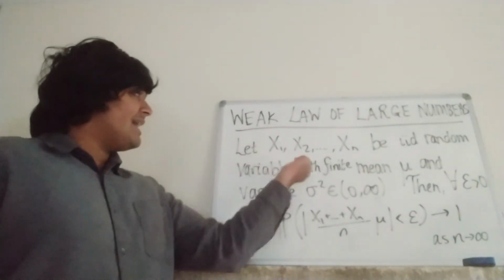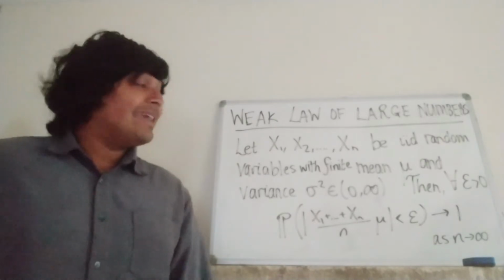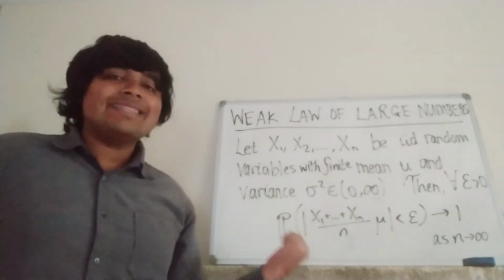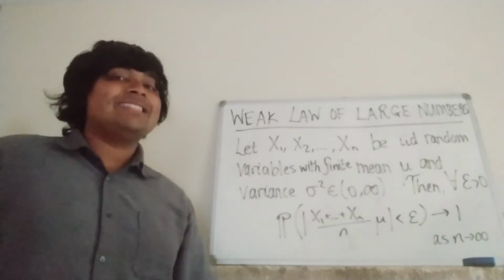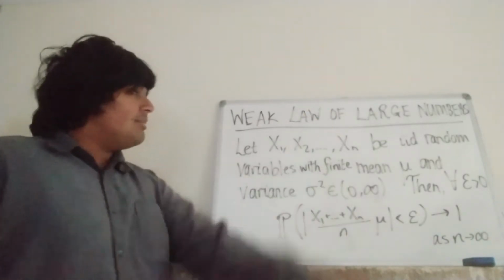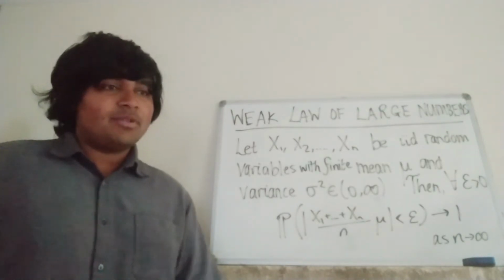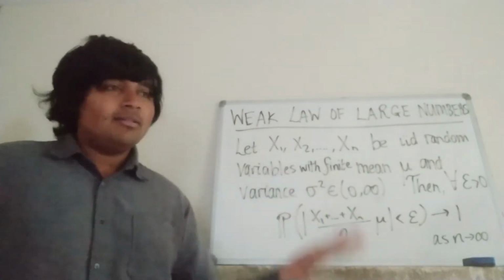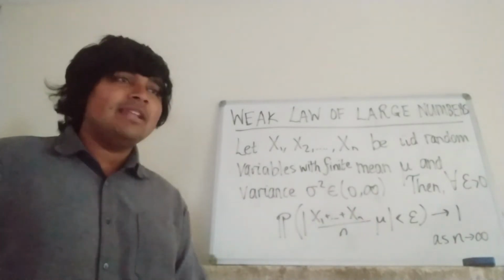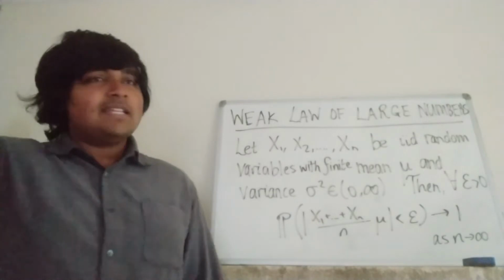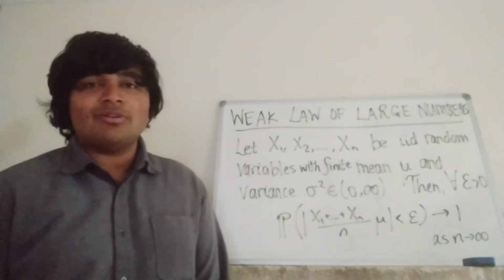Okay, so we have x1, x2, all the way up to xn being IID random variables. So what does IID mean? Well, that just means they're identically distributed and they're independent from one another. So for example, each x1, x2, all the way up to xn could just represent a different coin flip. So obviously, if you're just flipping a coin, they're going to be identically distributed and clearly they're independent from one another.